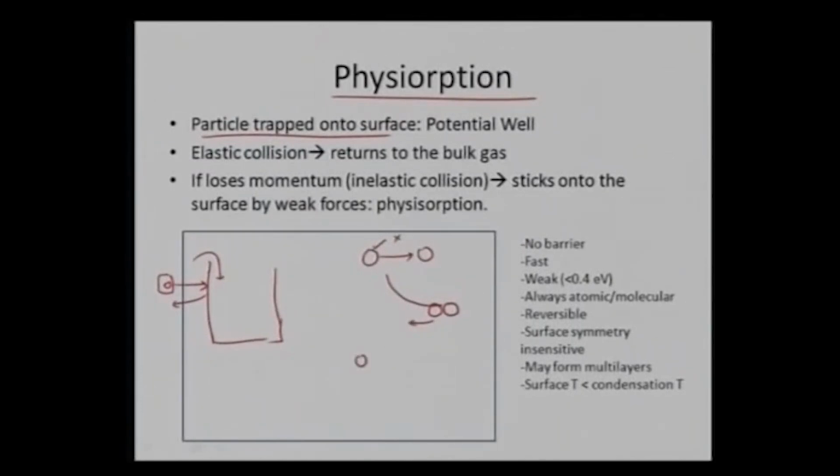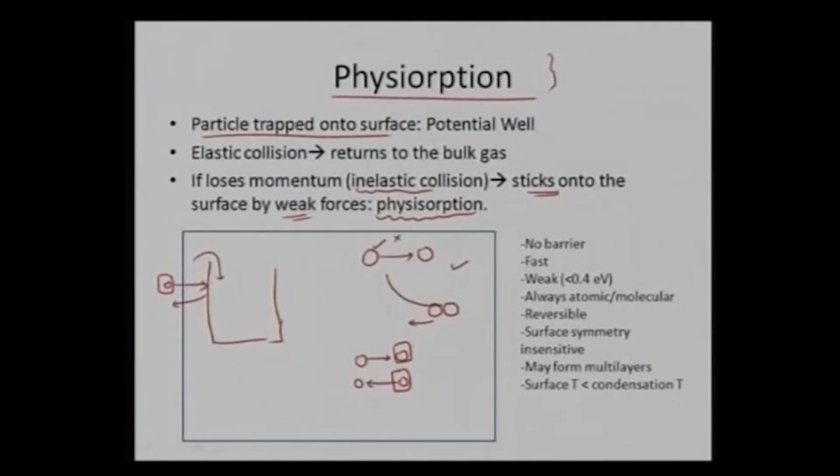So in the first case, with an elastic collision, it strikes a molecule, and then it comes back or goes to some other location without sitting on this particular site. But in this case, it loses all its momentum because of inelastic collision, and it will remain stuck to the surface by some weak forces. Those can be van der Waals forces or London attraction. So this is being called physisorption. In physisorption, we have a particle which is now trapped onto the surface.